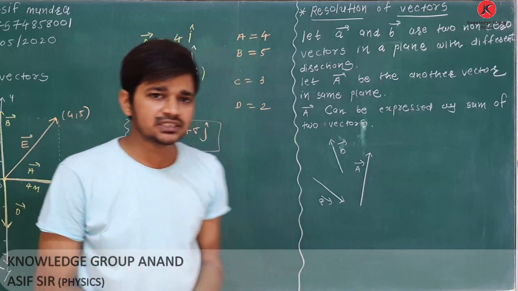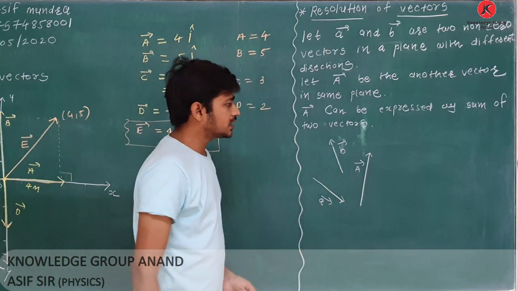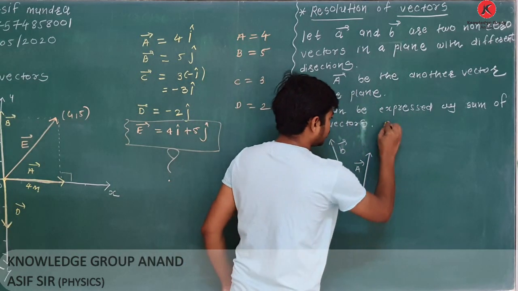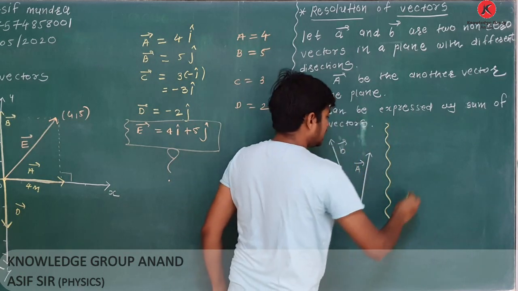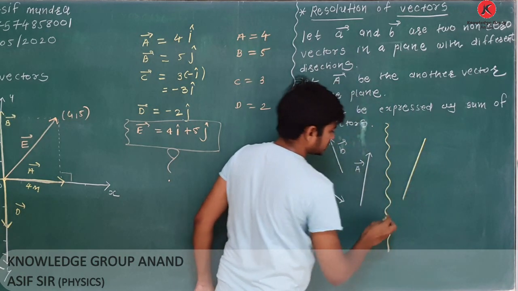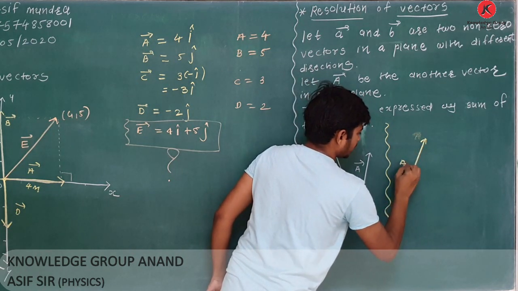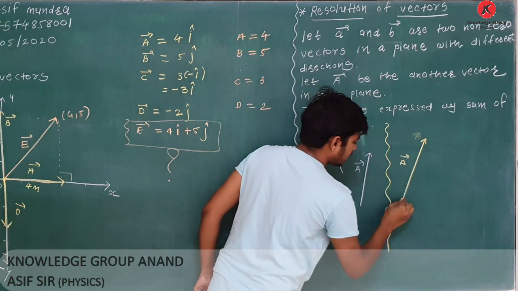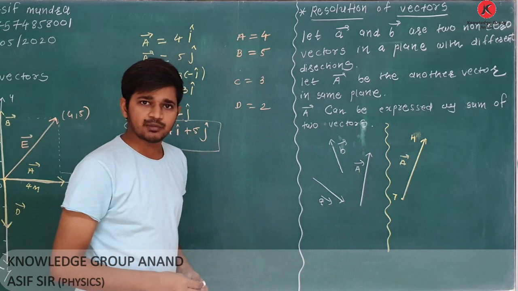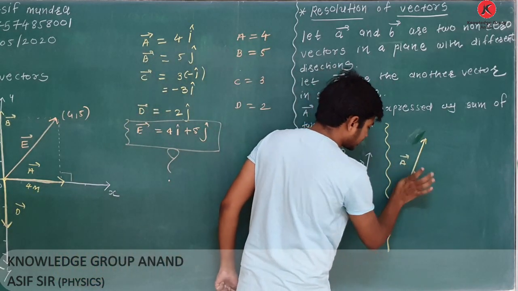Then how to represent? See, first of all, draw this vector A with its direction and magnitude, like this. Yes, it is vector A. It is its tail and it is its head. Clear about this? So it is vector A, its head and its tail.